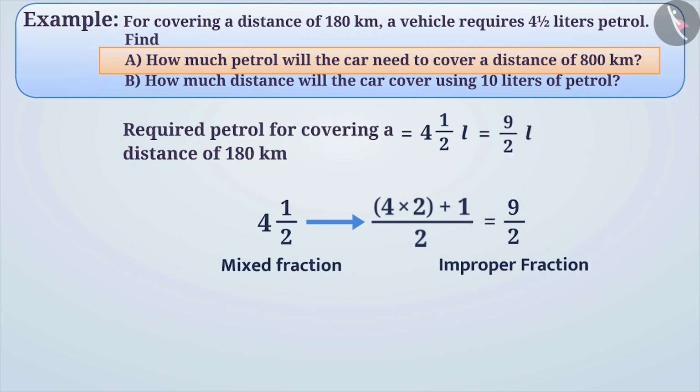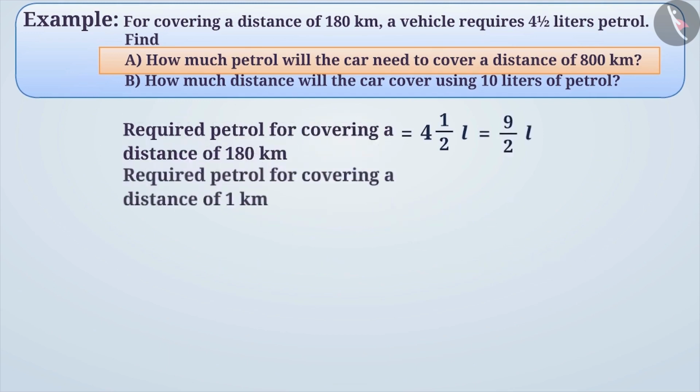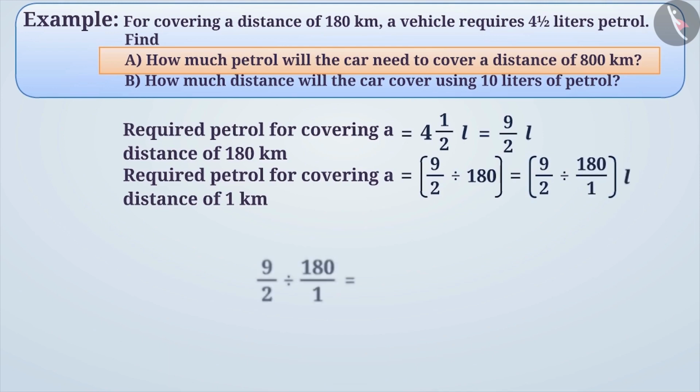Thus, required petrol for covering a distance of 1 kilometer is equal to 9 by 2 divided by 180. Or we can write it as 9 by 2 divided by 180 by 1. To divide fractions, we keep the first fraction as it is and then multiply it with the reciprocal of the second fraction, 180, which is 1 by 180.